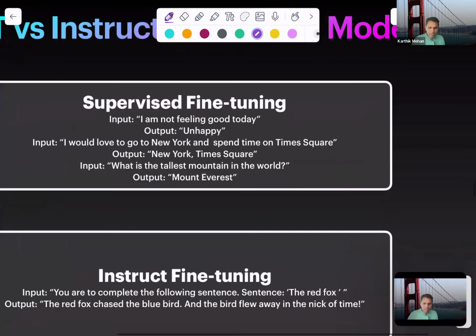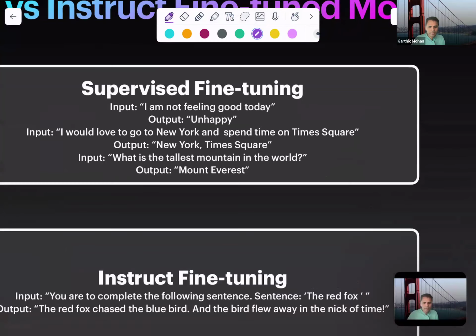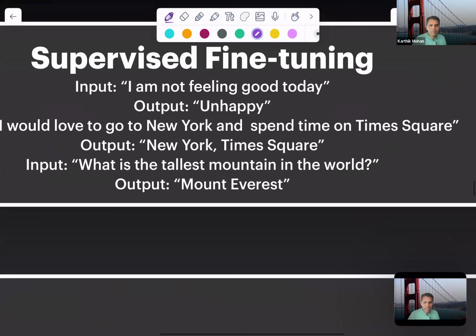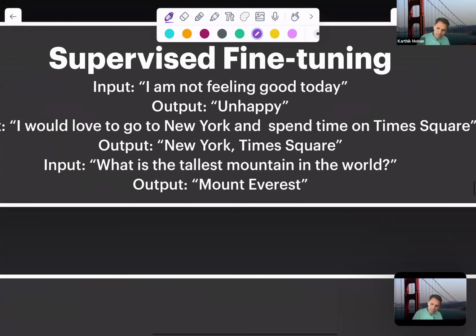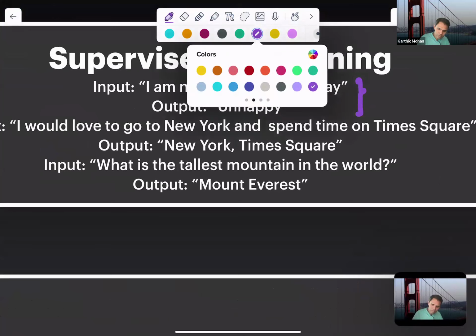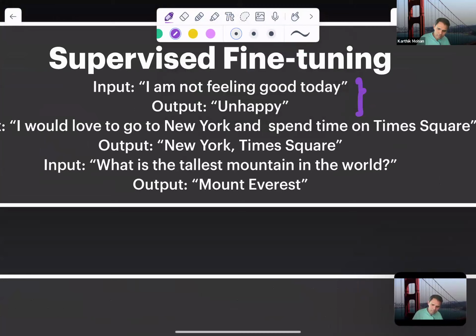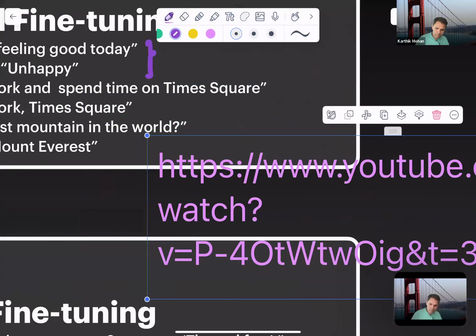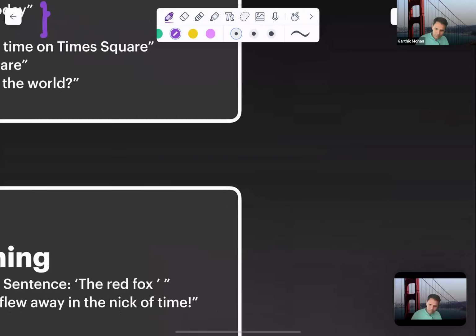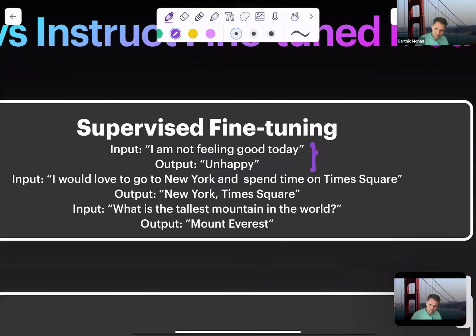So supervised fine-tuning could look something like this. The first input here is, let's say, I'm not feeling good today, and the output is unhappy. What is the task here? Anyone? What's the task here? Sentiment analysis. Yep.